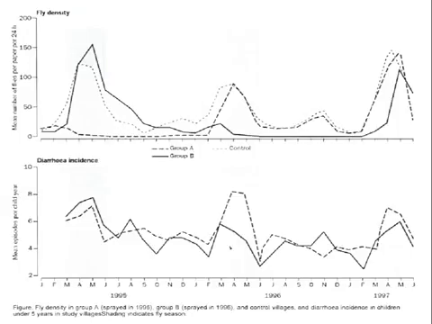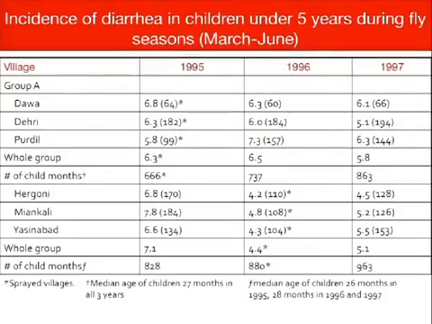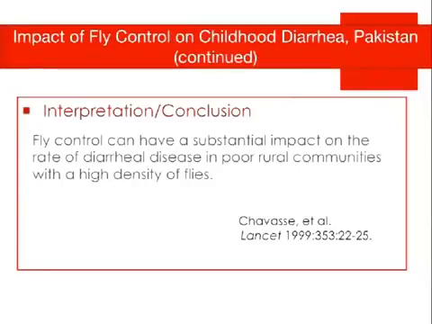So now again, you can see we're down to 6 villages. It doesn't take hundreds and hundreds of units in a cluster randomized trial. Diarrhea is a common outcome. And here they were able to demonstrate an effect with just 6 villages. I don't want to get into the details of the data here. If you're interested, you can take a look at that. But they basically concluded that fly control can have a substantial impact on the rate of diarrhea disease in rural communities. Okay?